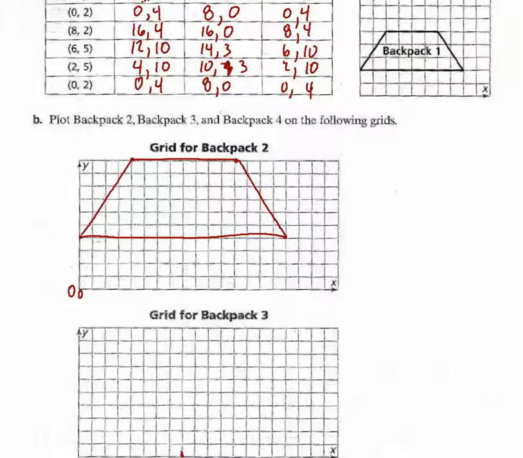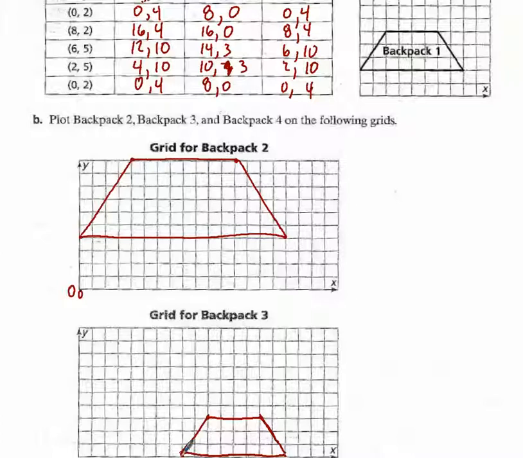So then we have 16, comma 0, which is going to be, there's 8, 9, 10, 11, 12, 13, 14, 15, 16. Then we have 14, comma 3, so 1, 2, 3 up. Here's 16, 15, 14. And so I can connect those. And then we have 10, comma 3. So there we have it.